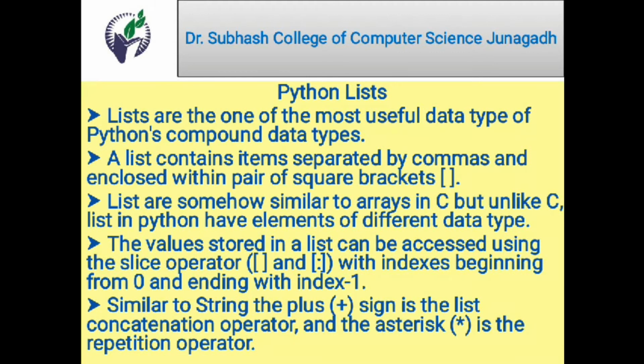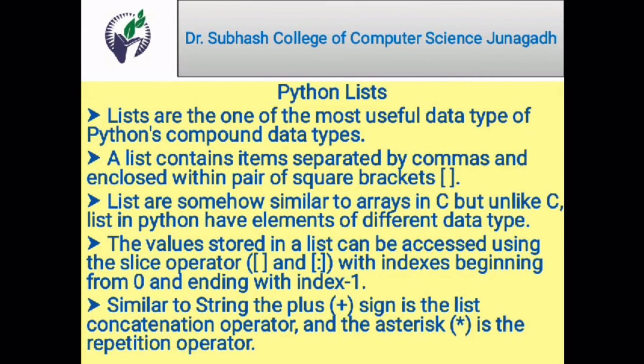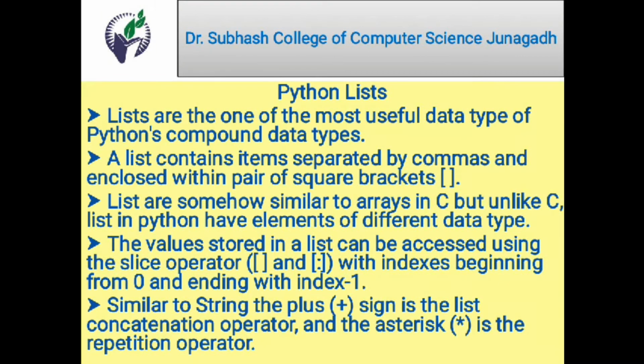Same way, the values stored in a list can be accessed using the slice operator. As we have seen in the string also, we can get a range of elements using the colon operator, which begins from index 0 and ends with index minus 1. As we have seen, a string begins with 0, same way a Python list also begins with 0.